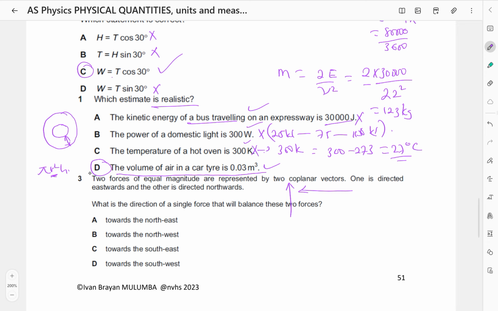If I join them head to tail, eastwards is to the right. So let's say this is eastwards, then I add the other one, which is northwards. If these form a loop, the resultant should be the other way around. This is the resultant.